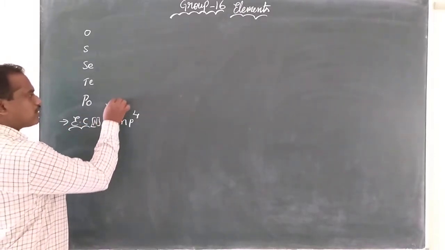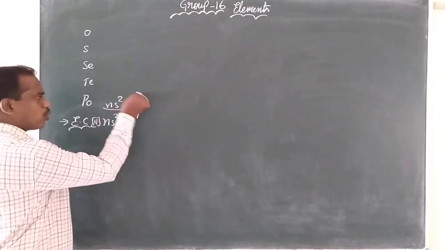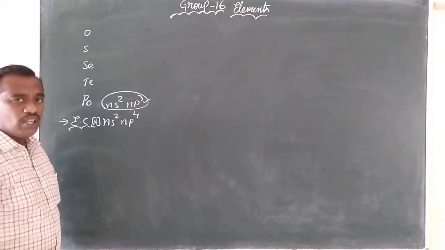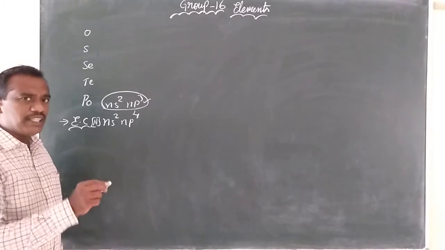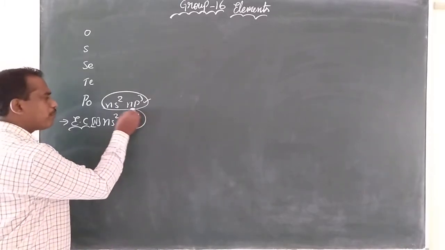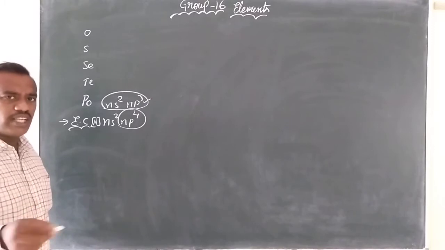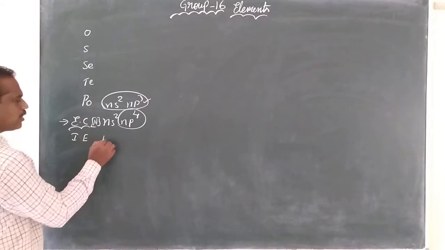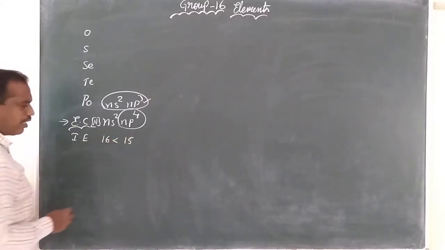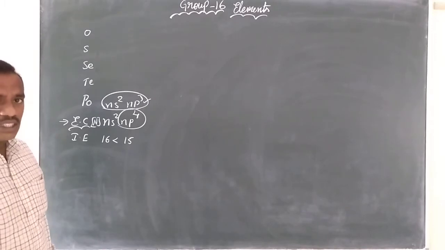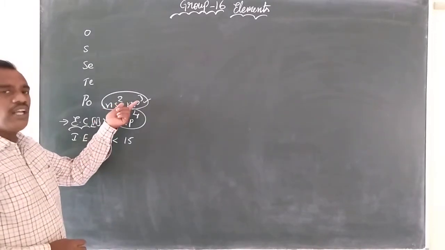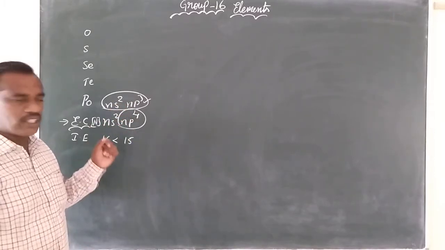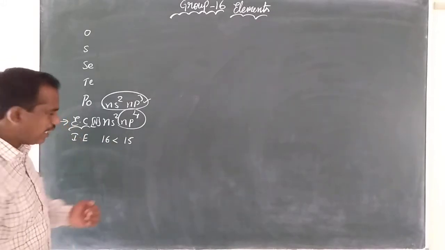When we compare with yesterday's concept, ns2 np3 for group 15 elements, in group 15 the p orbital is half filled. Due to the half filled p orbitals, their ionization enthalpy is more. But here the p orbital has more than half filled. So ionization enthalpy of group 16 is lesser than group 15, because in group 15 a stable half filled electronic configuration is there. In group 16 the stable electronic configuration is not there and these have lesser ionization enthalpy.